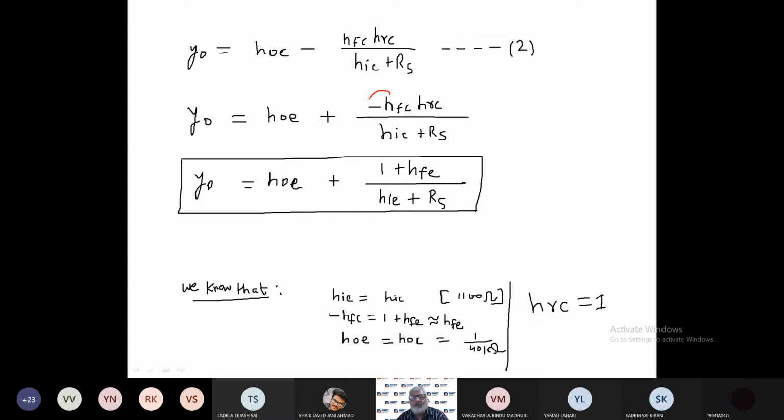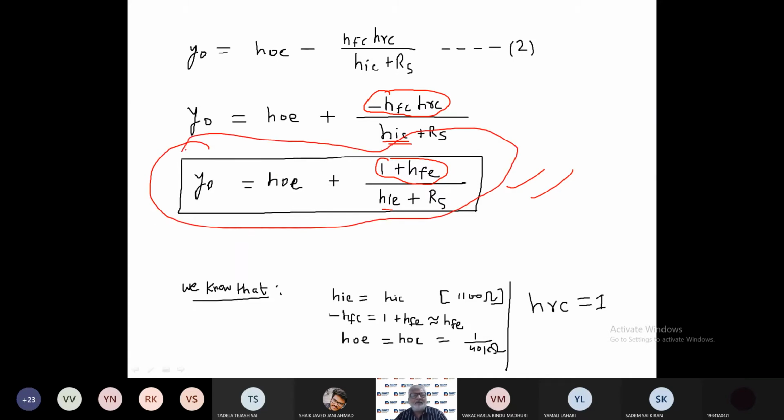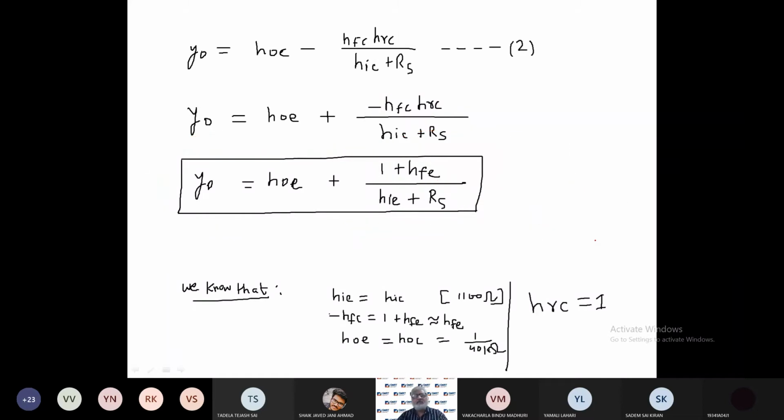So this whole term will become 1 plus HFE. In the numerator, in place of IC, we have written HIE. So this is the expression of output admittance, right? This is the expression of output admittance. So Darlington pair is important.